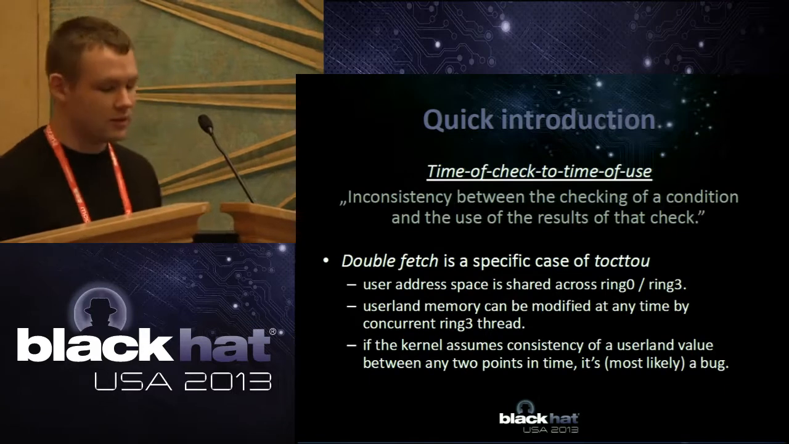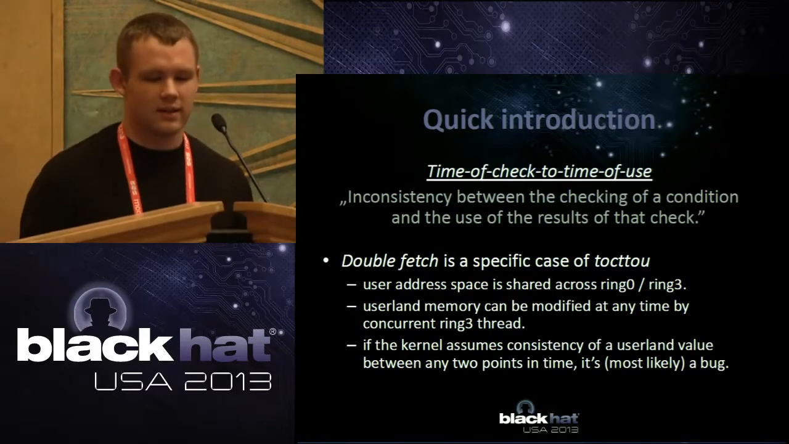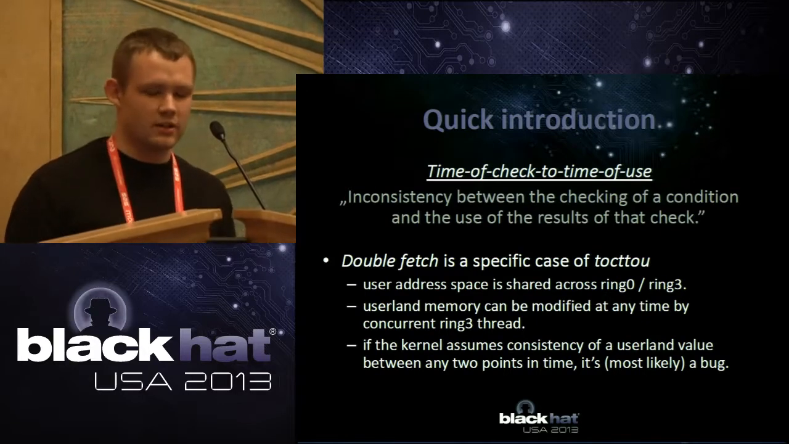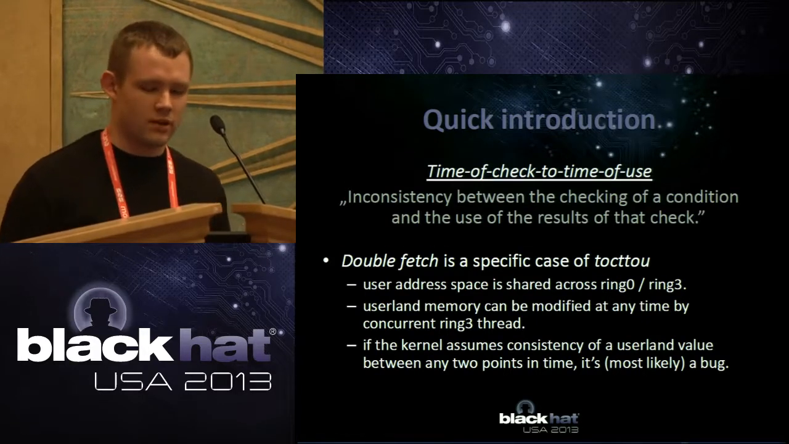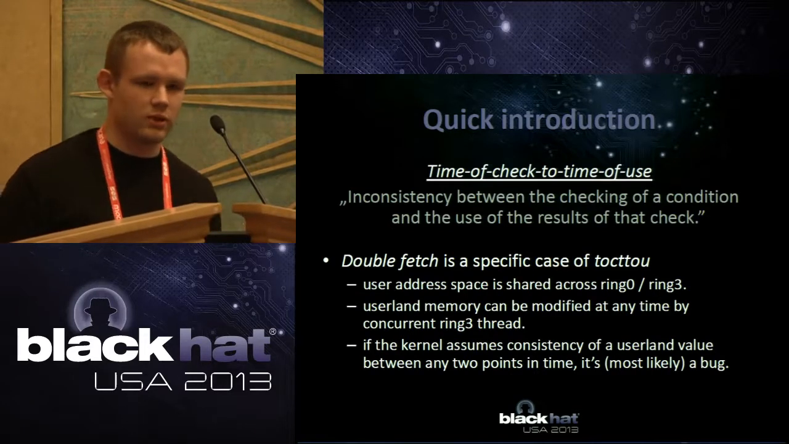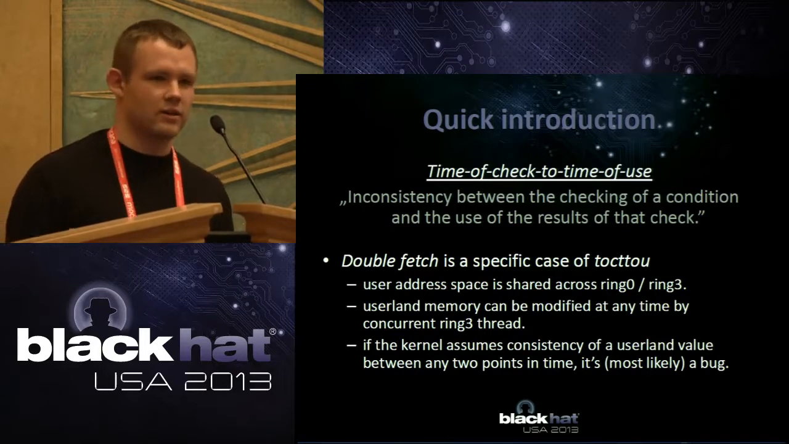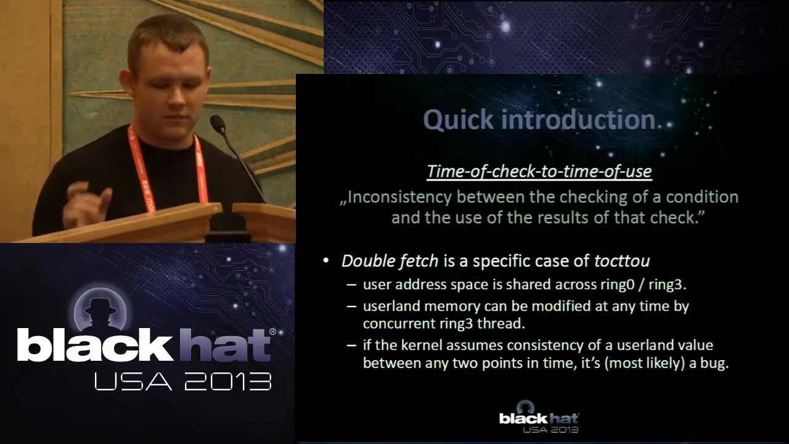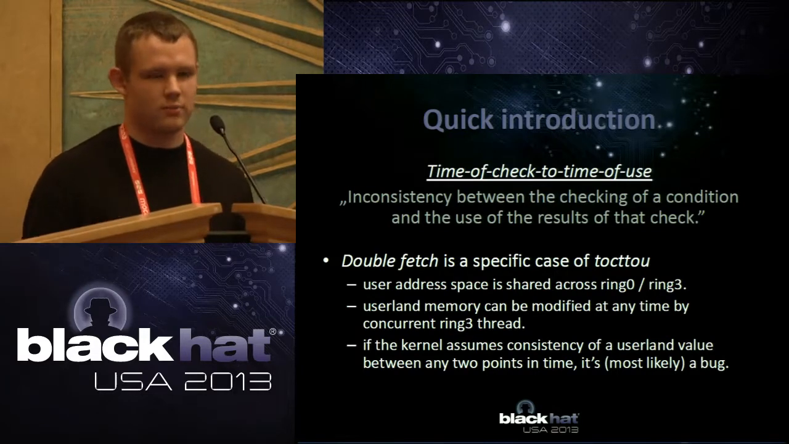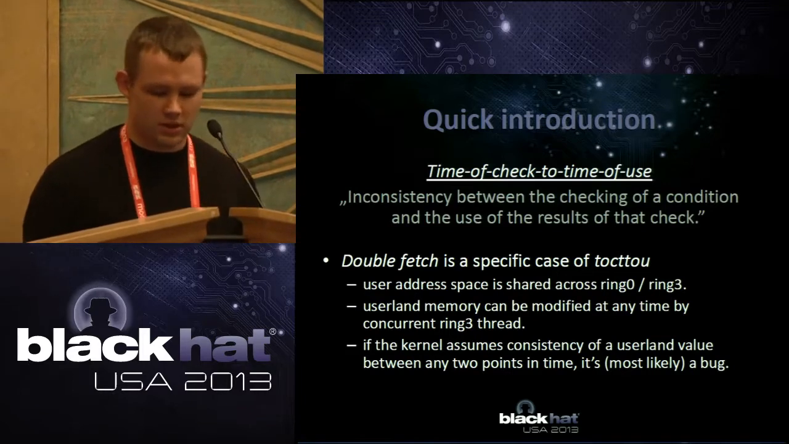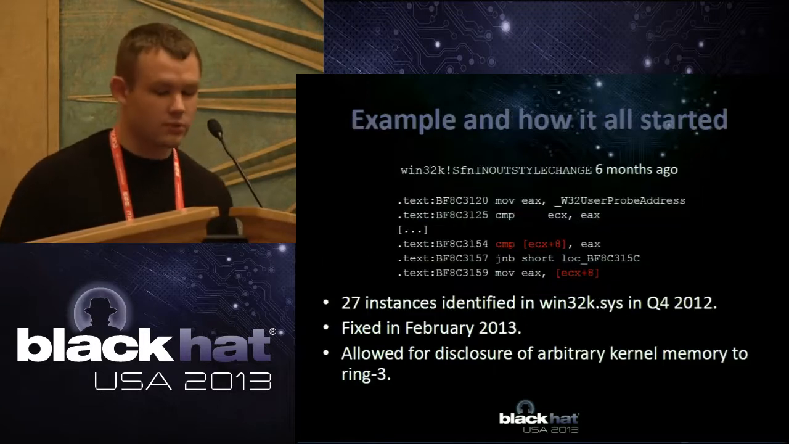What double fetches are, they are basically time of check, time of use type of bugs where the kernel assumes that a specific memory area within the user address space doesn't change or is consistent between two different points in time. It's basically a bug because the kernel cannot really know whether a specific place within user address space hasn't been changed by a concurrent thread on another CPU in the meantime. So whenever it does that, we have a bug in the kernel. So that's what we're looking for.